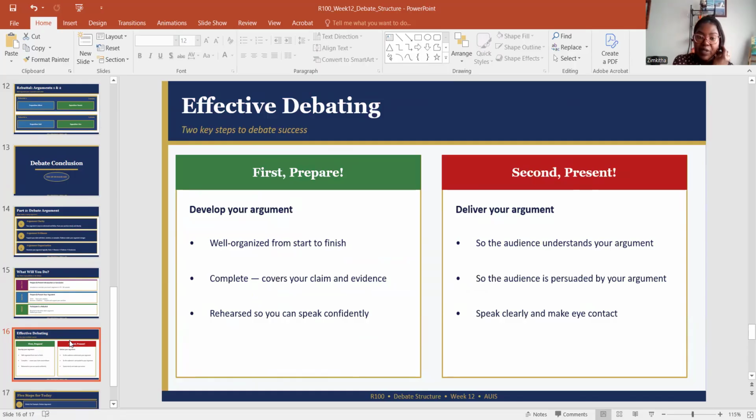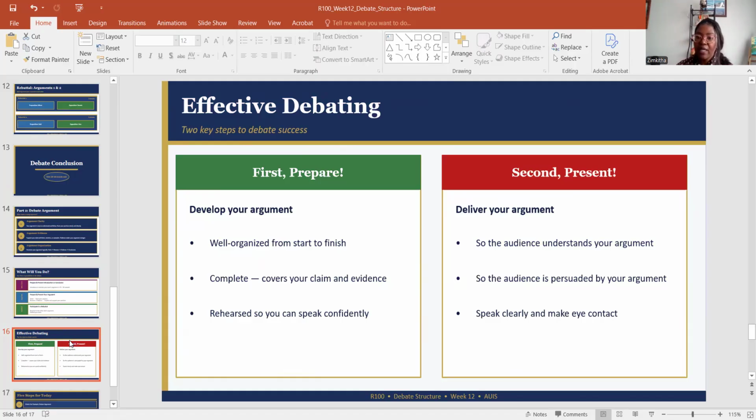First, you prepare. So you develop your argument well organized from start to finish, complete, covers your claim and evidence, rehearse so you can speak confidently. That is what you're going to do in the next week. Prepare your argument, okay? Then second, present it so that the audience understands, and the audience is me. You're going to be doing it with me, all right? So the audience is persuaded.